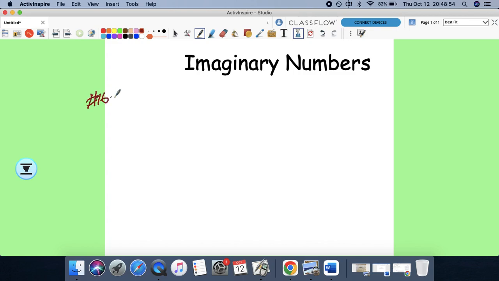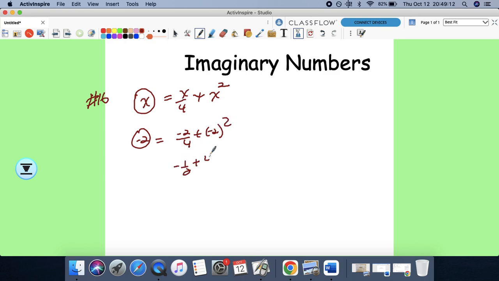Number 16, I'm going to use this expression: circle x equals x over 4 plus x squared. So what if it's circle negative 2? So I'm going to do negative 2 over 4 plus negative 2 squared. This is negative 1/2, this is 4, and that's obviously positive 3.5. So 16 is G.